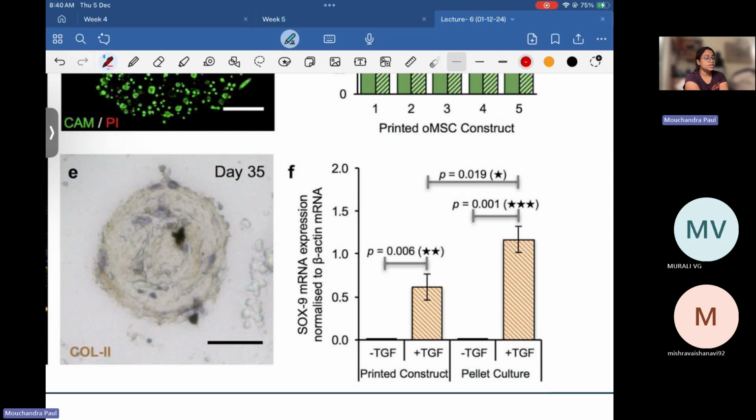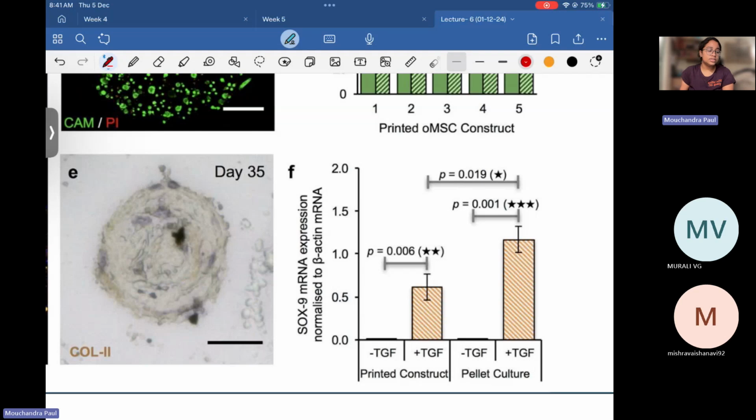So here they measured the expression of SOX9 mRNA and normalized it to the expression of beta-actin mRNA. Beta-actin is the housekeeping gene. So they normalized the expression levels to a generally expressed gene, one that is always expressing, that is beta-actin. It is a housekeeping gene. It is always expressed in all cells.